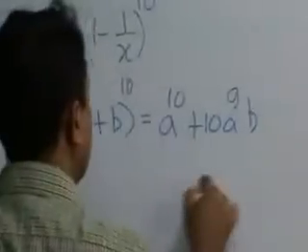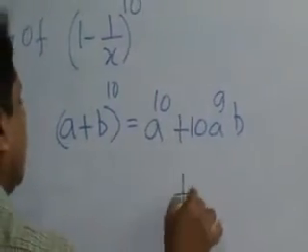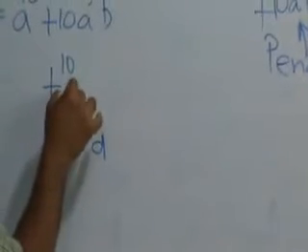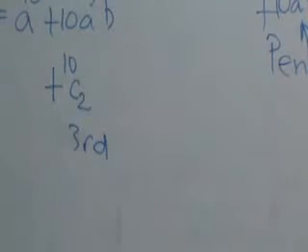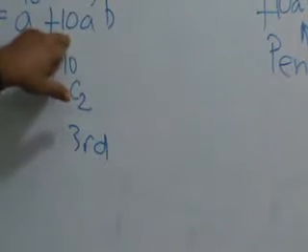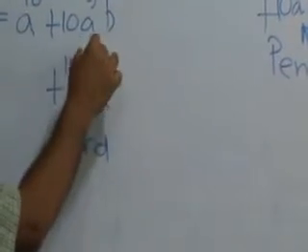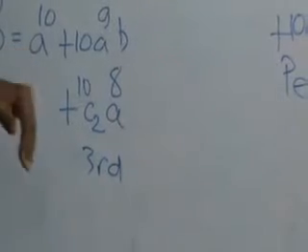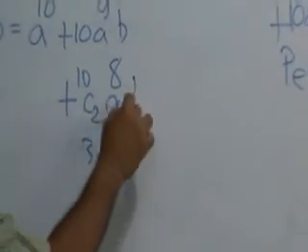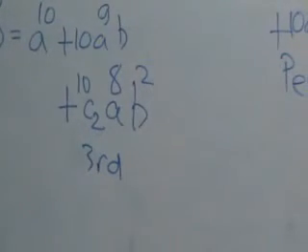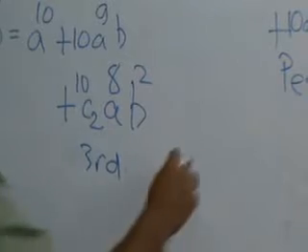But if we write the third term, this is the third term. So you know that it will be 10c2, because this was 10c1. It will be 10c2, a to the power 8, reducing 1 by 1, and b square. Is this acceptable? Now what is TR?